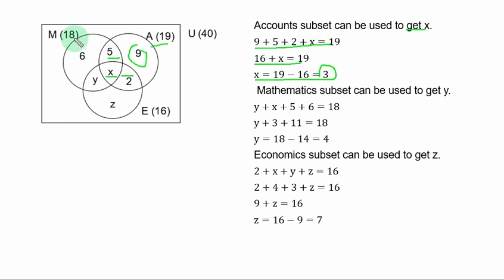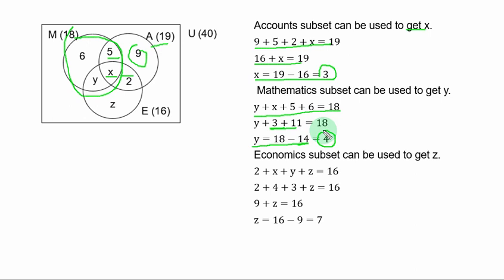To get Y, since S is known, you can use the subset for mathematics. If you add everything there, you equate it to 18. S is equal to 3, so Y is equal to 18 minus 14. 14 is the sum of 3 and 11. If you transfer it, it becomes minus 14. When you subtract, you have 4.